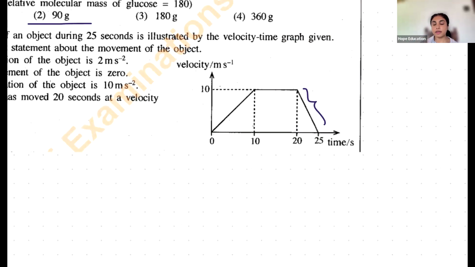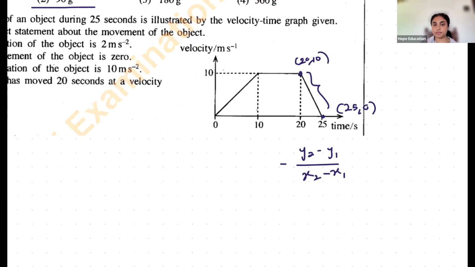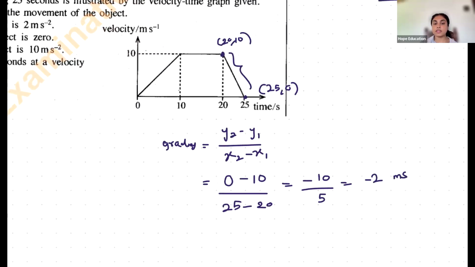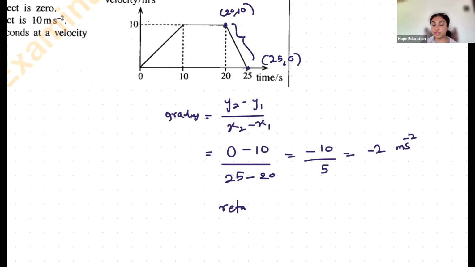If you look at this point, the coordinates are 20 and 10. If you take this point, the coordinates are 25 and 0. So gradient is y2 minus y1 over x2 minus x1. y2 is 0, minus y1 which is 10, that is minus 10, divided by x2 which is 25 minus x1 which is 20, that is 5. That would be minus 2. So the acceleration is minus 2 m/s², which means retardation or deceleration would be 2 m/s².